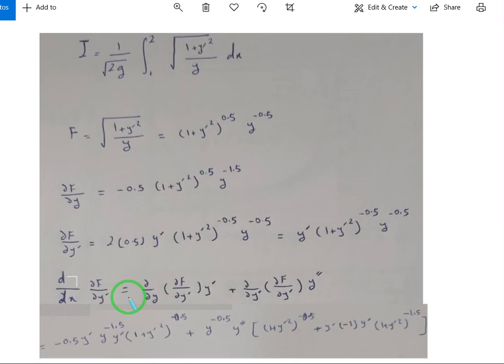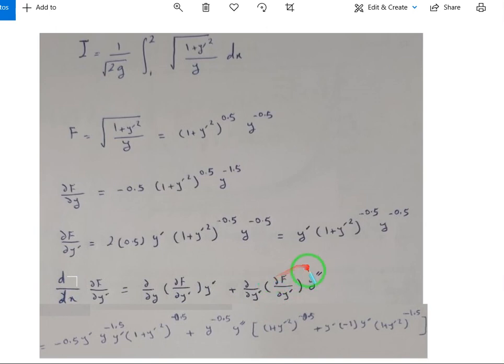Using the chain rule of derivatives, I can say that this derivative can be calculated by this formula: the partial derivative of this term with respect to y multiplied by y dash, plus the partial derivative of this term with respect to y dash multiplied by y double dash.